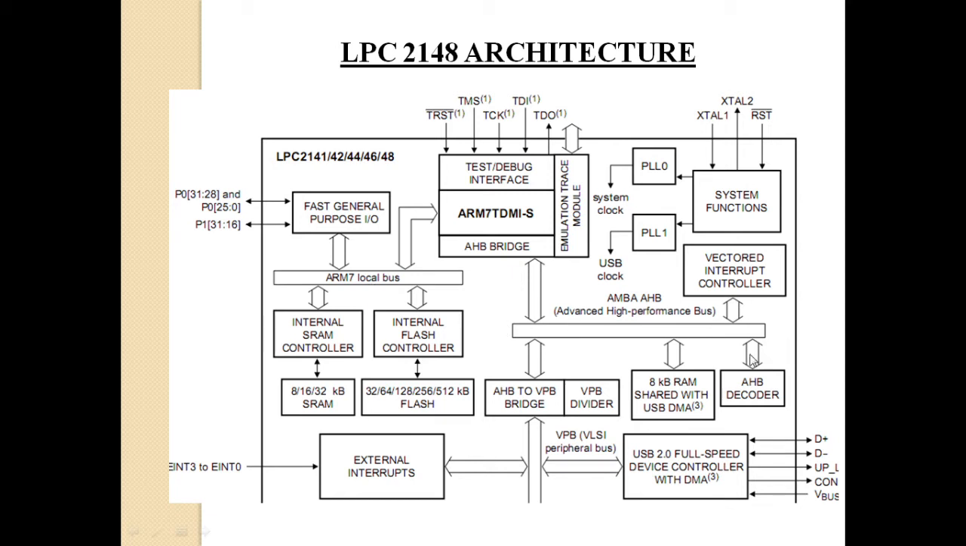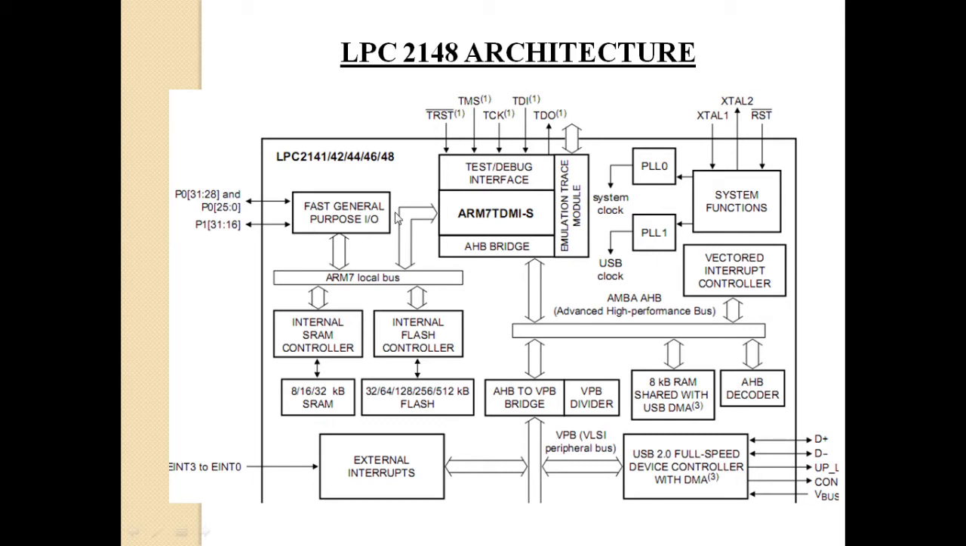Then comes the AHP. AHP will be connected to the high performance devices. So when you compare the ARM7 local bus and AHP, AHP will be slightly lower speed. VPP will be the slowest bus. And what are the peripherals connected to the ARM7 local bus? RAM, SRAM and flash controllers, and a special peripheral known as fast general purpose IO.